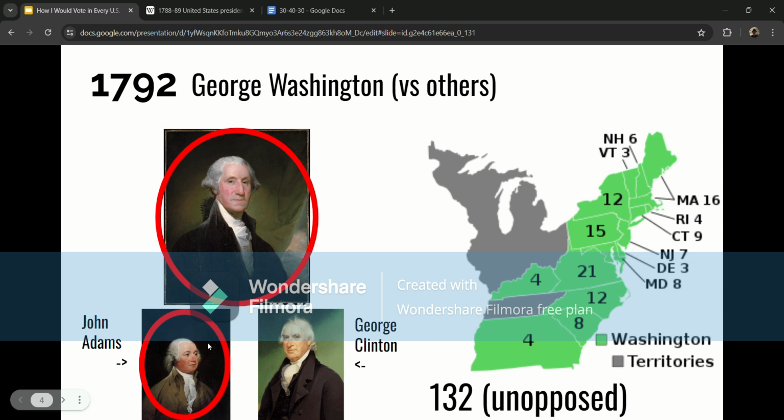the first two major political parties are starting to come about. John Adams representing the Federalists, or the people who want a stronger federal government, versus George Clinton, the governor of New York at this time, who was representing the Democratic Republicans, although at this time they were just called the Republicans, who want a smaller federal government, want to give more power to the states.